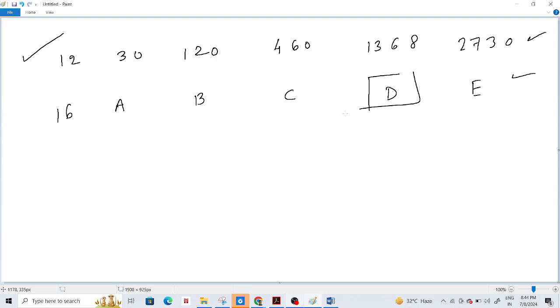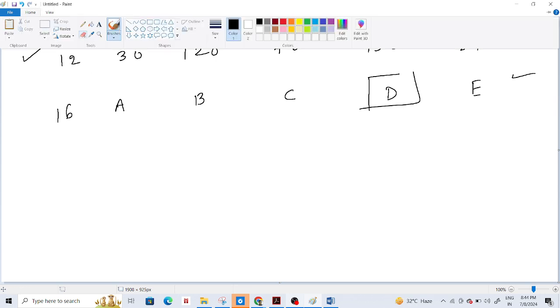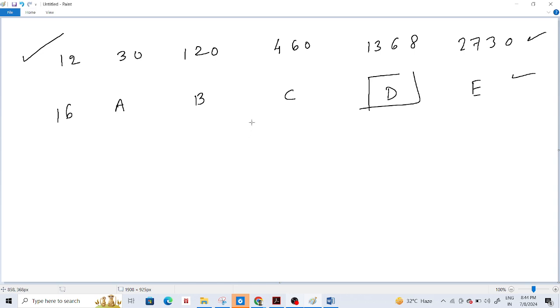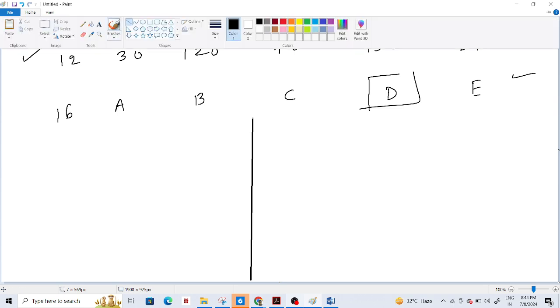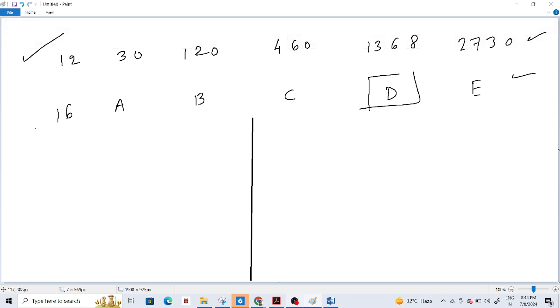Okay, any idea, Shitama? Are you getting any pattern? Niladri? No, sir.